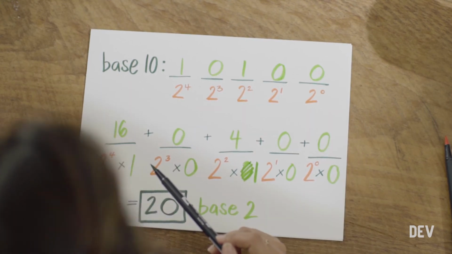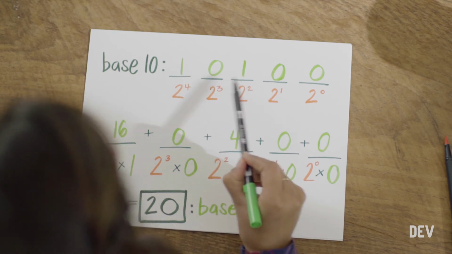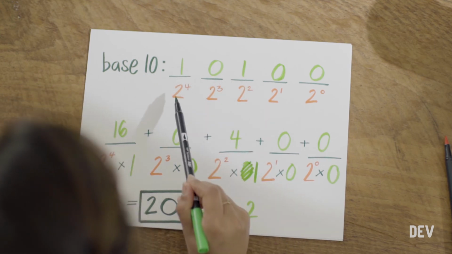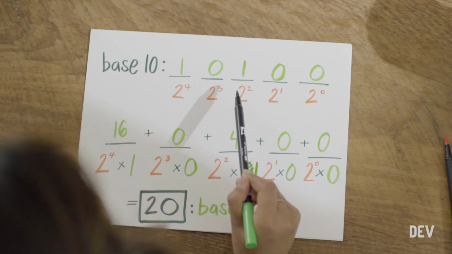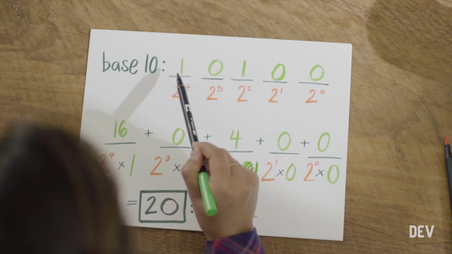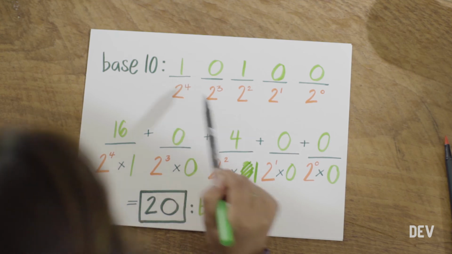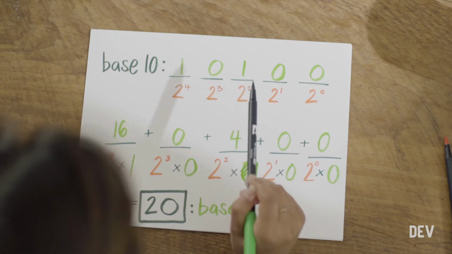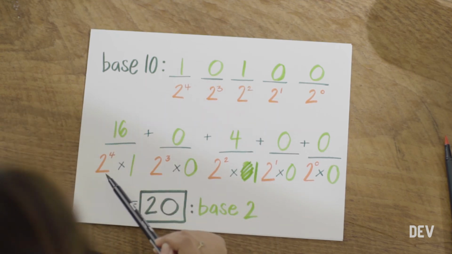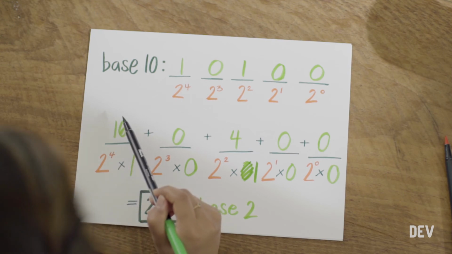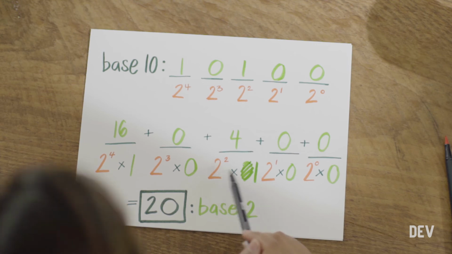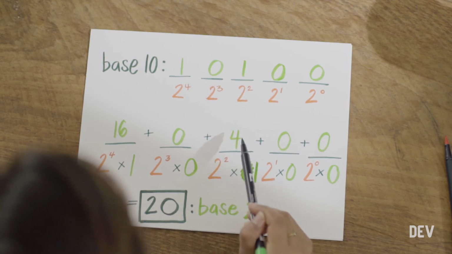So we can map the place values that have 1s in them, in this case 2 to the power of 4 and 2 to the power of 2. And we know that because there are 1s, we've used the equivalent of that power of 2. So in this case, 2 to the power of 4 has a 1, so that means we use 16. And 2 to the power of 2 has a 1, which means we use the number 4.